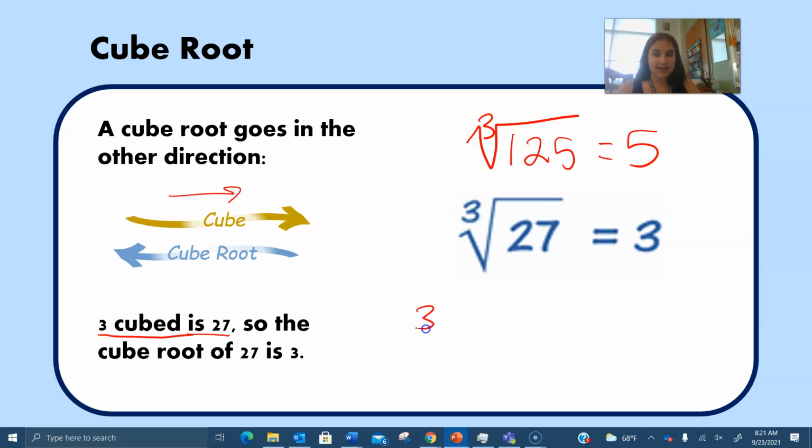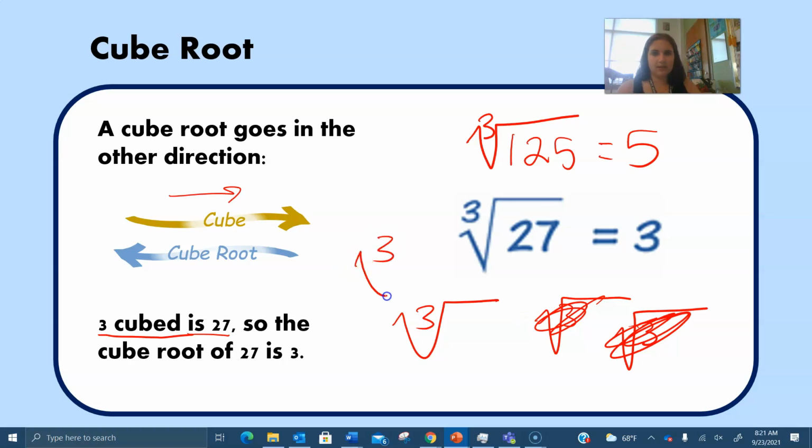So you might want to take a second to practice on your paper, drawing this symbol. I do it like this. I draw my 3 and then no, don't do that. You do 3 and like that. Hold on, phone's ringing. Back. So yeah, practice making your cube root symbol.